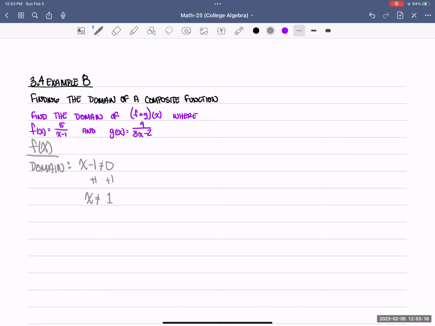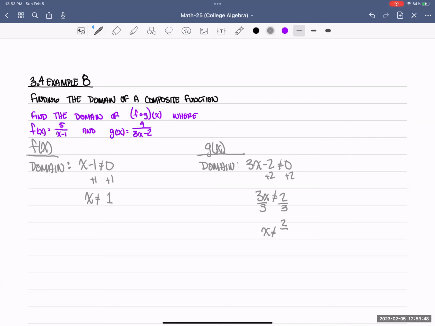And now let's find it for g of x. For g of x, our domain, our values where 3x minus 2 cannot equal 0. So plus 2, 3x cannot equal 2. Divide by 3, divide by 3. x cannot equal 2 over 3, or 2/3.